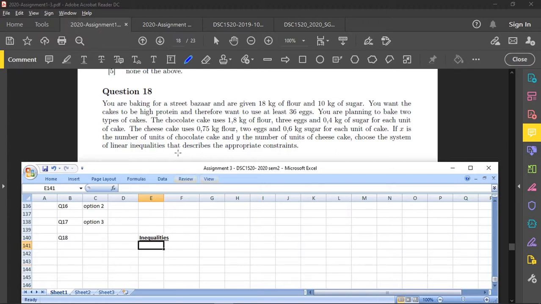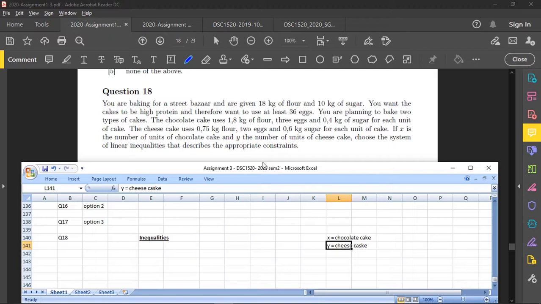So we've got 3 different ingredients and 2 different cakes. The cheesecake uses flour, eggs, and sugar for each unit of cake. X is the number of units of chocolate cake, and Y is the number of units of cheesecake. So that's important: X is chocolate cake, Y is cheesecake. I've got those two.